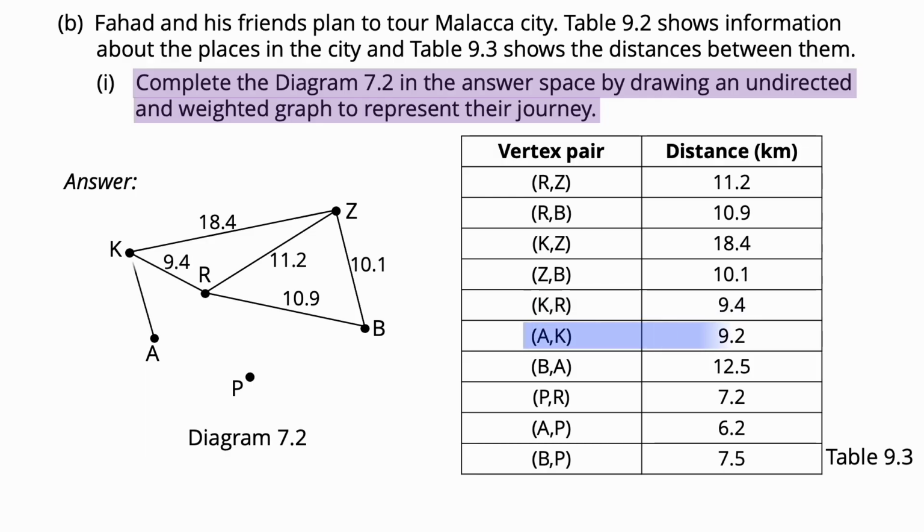A to K, 9.2. B to A, 12.5. P to R, 7.2. A to P, 6.2. And B to P, 7.5.